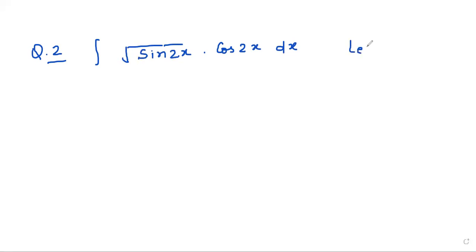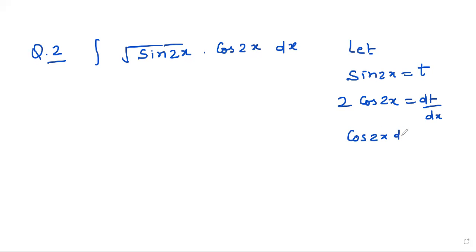Question number two. Integrate root sin 2x into cos 2x dx. Let sin 2x equal to t. We differentiate it. 2 cos 2x equal to dt upon dx. We have cos 2x dx, so cos 2x dx will be 1 by 2 dt.